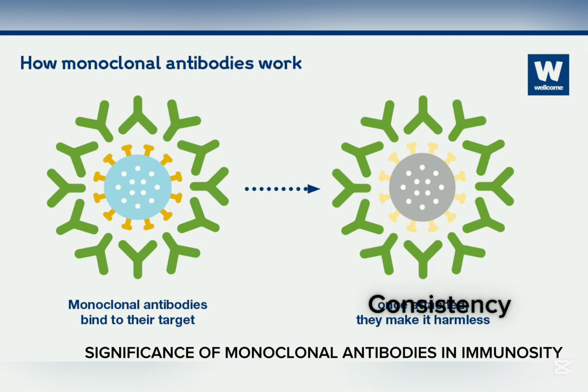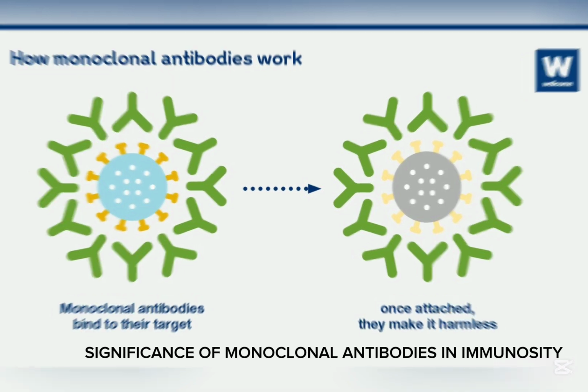Then the second is consistency. Unlike polyclonal antibodies, which can vary between batches, monoclonal antibodies are identical, ensuring reliable and reproducible results across different tests and times. Quantification: monoclonal antibodies allow precise measurement of antigen levels in complex samples such as blood, serum, or tissue without interference from other components. Then we have broad applications. Monoclonal antibodies are widely used in various immunoassays like ELISA, Western blotting, flow cytometry, and lateral flow assays, contributing to fields like diagnostics, cancer therapy, and research.